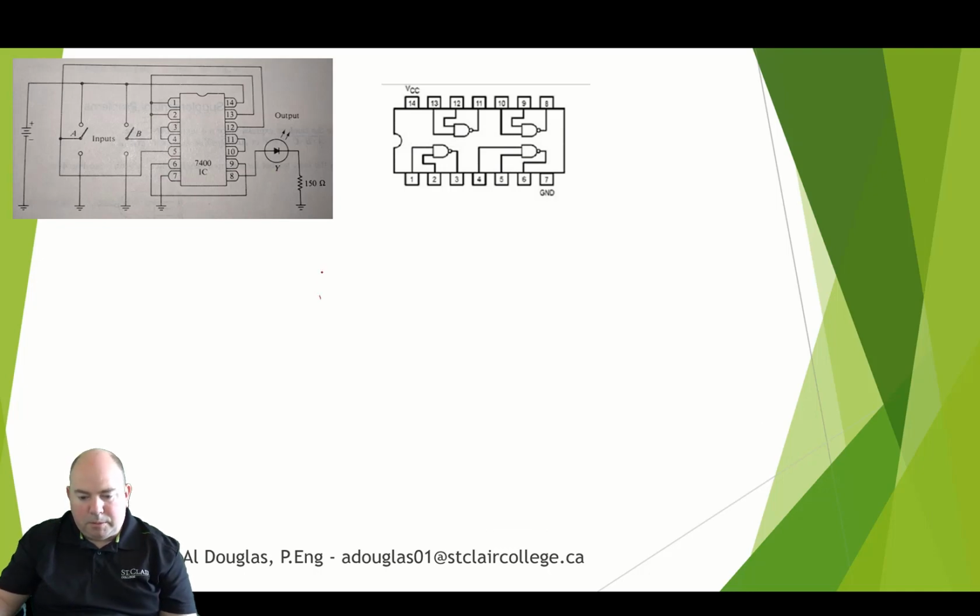So here we have one chip. I notice that we have input A and input B. We have one output, which is Y. So right now I'm going to cross these off here. So Y comes off of 8. 11 and 10 are connected together. 9 and 6 are connected together.